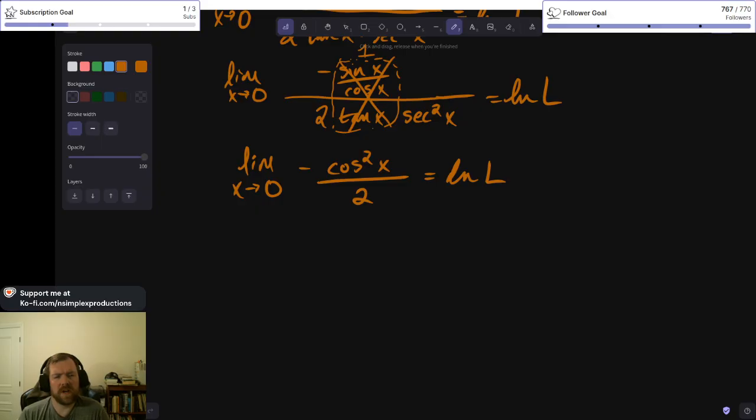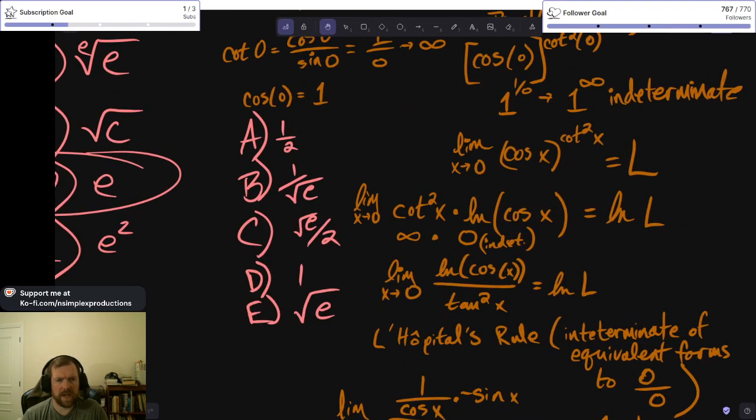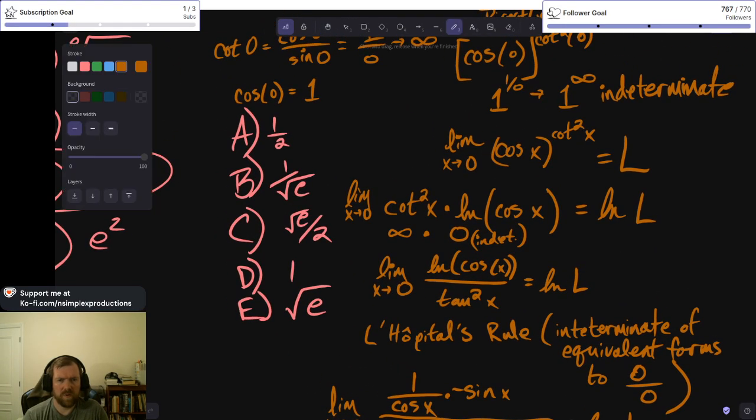Right, so now x is going to go to 0. We can now directly plug in. X going to 0 of cosine of x is going to be 1. So this is a negative 1 over 2 is equal to the natural log of L. Take e to the negative 1/2 is going to be equal to L. And that is what we're looking for. So e to the negative 1/2, 1 over square root of e.